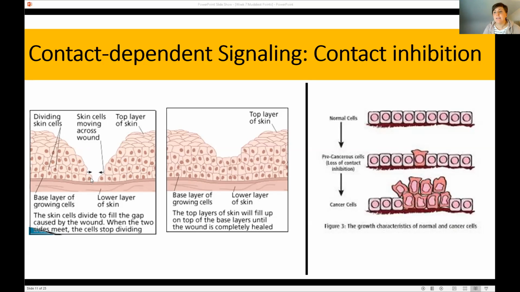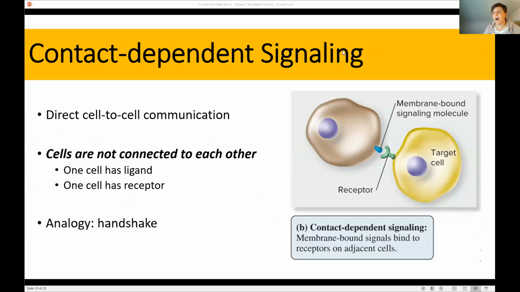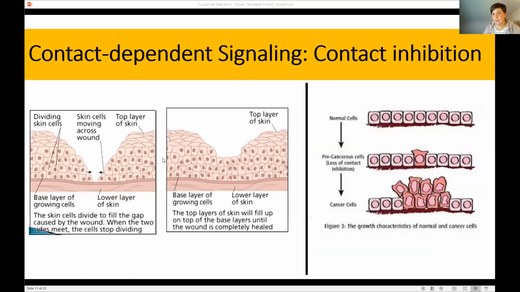So again, this is an example of contact-dependent signaling. Specifically, this is called contact inhibition, when cells will grow in a tissue until they contact each other, and then they will stop.